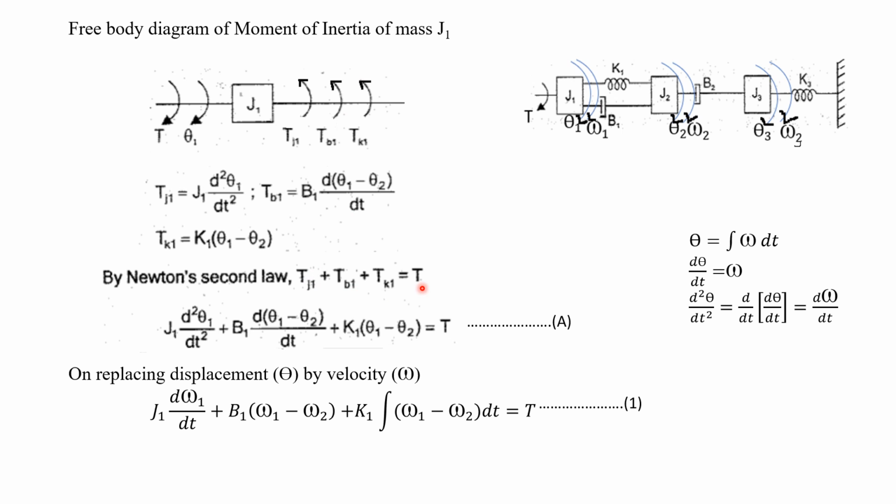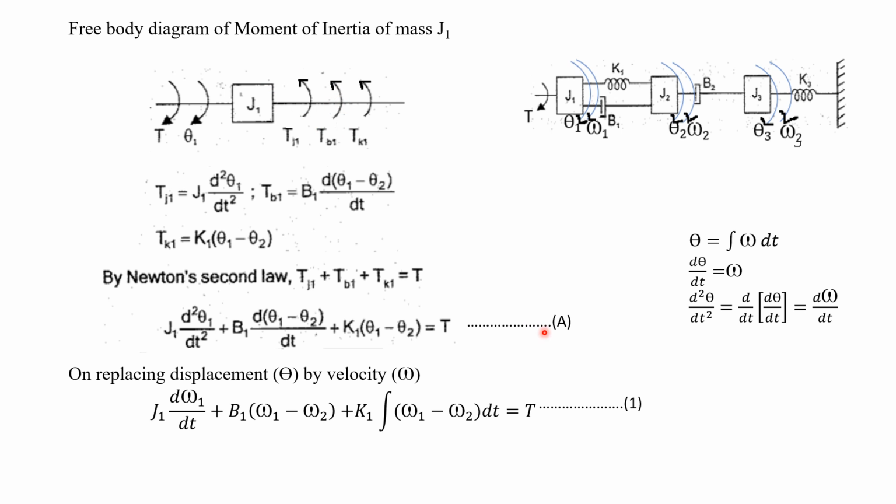Okay. Now we have to substitute the value of each and every opposing torque. These are all the values of opposing torques. When we substitute all the values, we get the equation like this. So this is nothing but equation A. Okay, that's a differential equation for the mechanical rotational system due to the moment of inertia of mass J1.